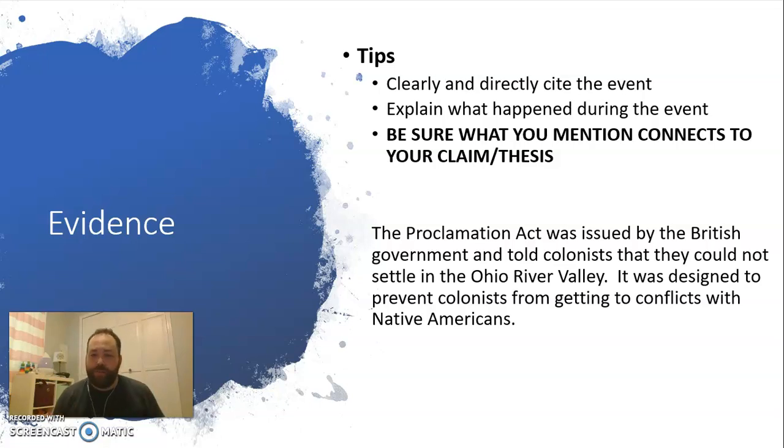Now, here's an example. The Proclamation Act was issued by the British government and told colonists they could not settle in the Ohio River Valley. It was designed to prevent colonists from getting into conflicts with Native Americans. So here's the deal: I explained what it is and gave a little bit of background. If I'm trying to make the argument that there are large forces controlling people's lives, the fact that I talked about the British government and what specifically they did means I should then be able to, in my reasoning section, connect it back to that. So again, the evidence has to somehow relate to your claim. If it doesn't, you either need to find a different event or pick the specific nugget from that event.